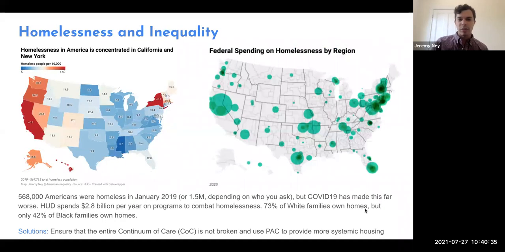I am going to go through these quite quickly now, just because I want to make sure that we leave plenty of time for questions. Here is around homelessness and inequality. This was, again, one of these challenges of what is the true data source. HUD will tell us that there's about 500,000 homeless people in America, but the Department of Education says that there's actually 1.5 million.